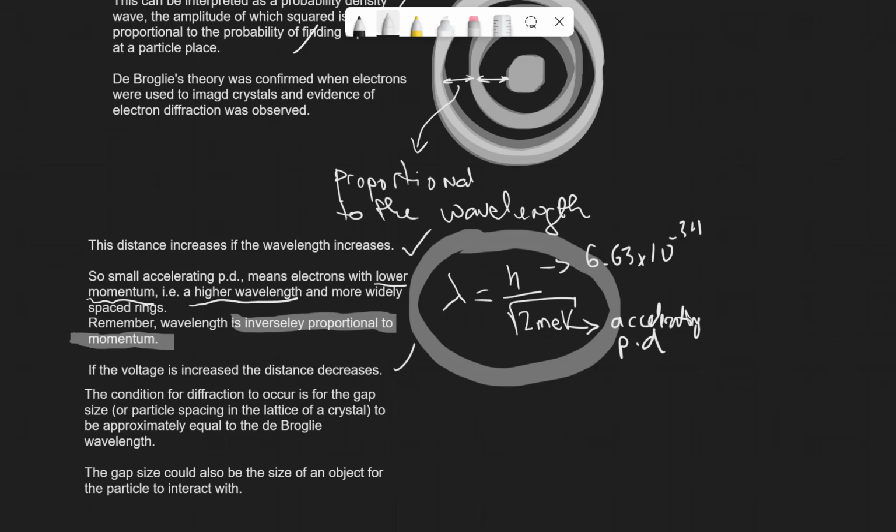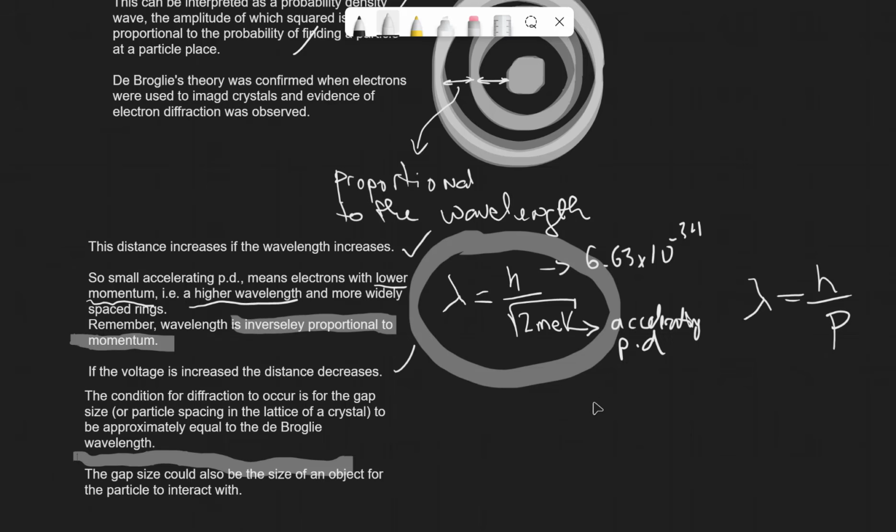The condition for diffraction is something that often appears in past paper questions, and remember, it's that the gap size or the size of the particle that is interacting with our diffracting particle needs to be approximately equal to the de Broglie wavelength. Typically we would calculate the de Broglie wavelength either with this equation or with lambda equals h over p, depending what we're given. Typically this when we are given the accelerating voltage.